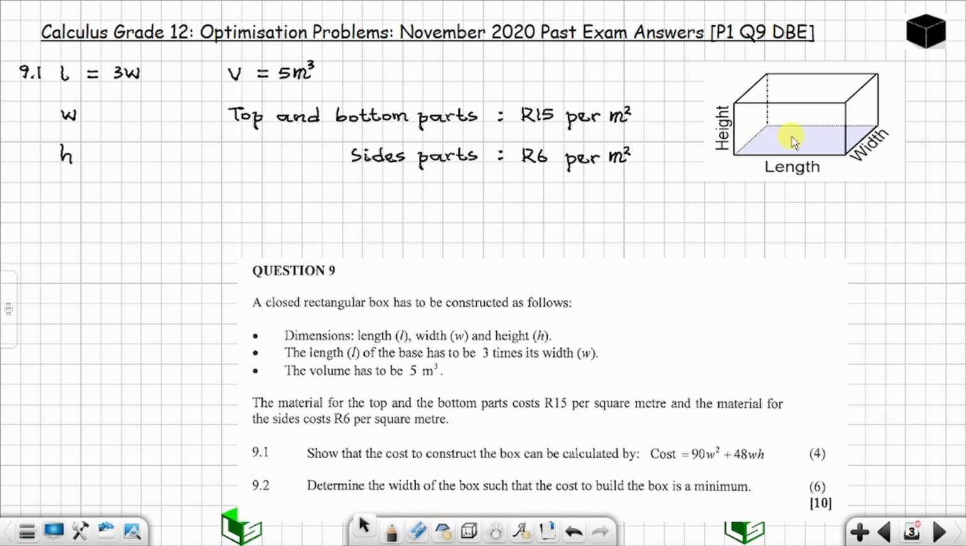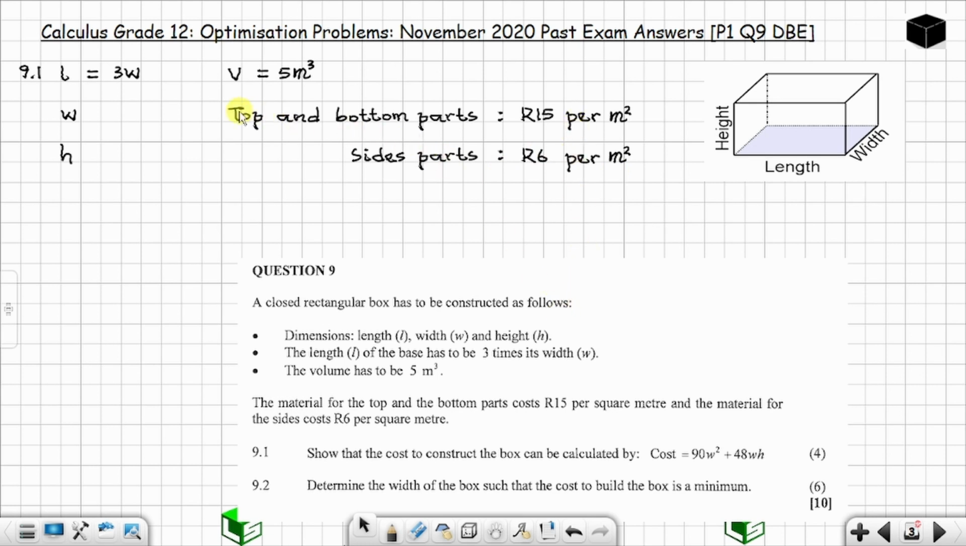When you open it up, you'll see that you have 6 parts in total. You have the part at the bottom plus the part at the top, that is 2. And you have this in front and the one at the back, and this at the right and the one at the left. So 4 plus 2 is 6 parts in total. But the material to construct the top and the bottom part has a different price from the material to construct the side part. You can see that.